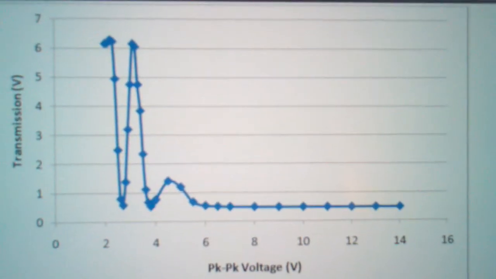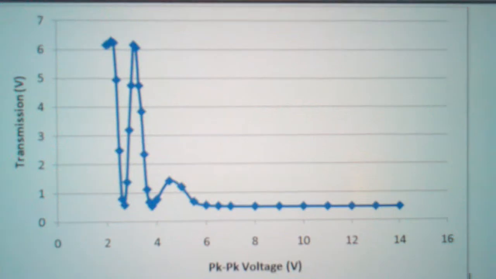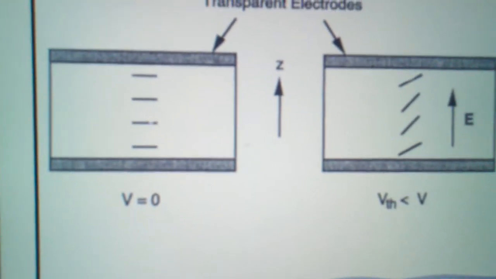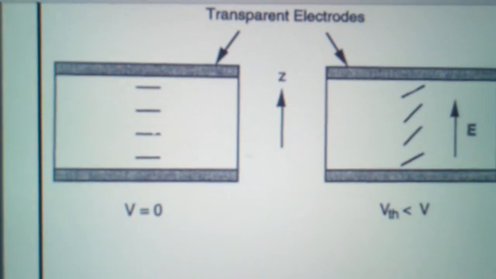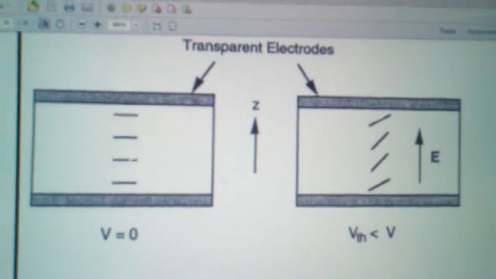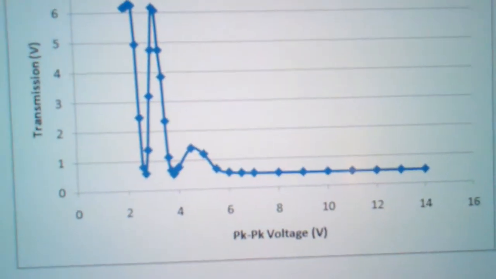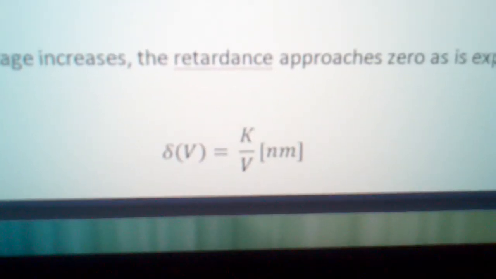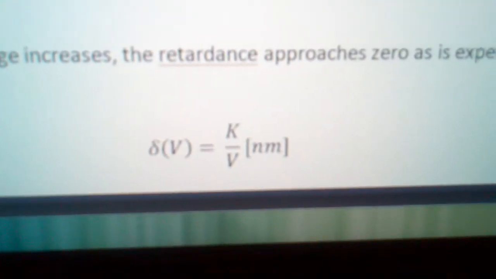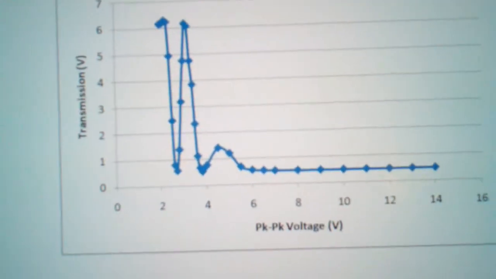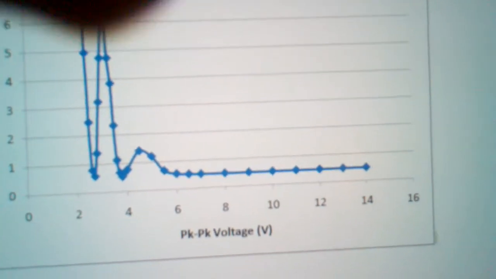Here are our results as we change the applied voltage across the LCC. As you can see, the transmittance is higher for lower applied voltages. When we have 0 applied voltage, the molecules are parallel to each other, and as we apply greater voltage, the molecules within the LCC undergo a vertical rotation, which reduces the amount of retardance, and that is what we can see here in our results. This is described in the following equation, where V is the applied voltage. As V increases, we would expect retardance to approach 0. So based on these results, we can conclude that we were successful in setting up an electrically controlled linear retarder.